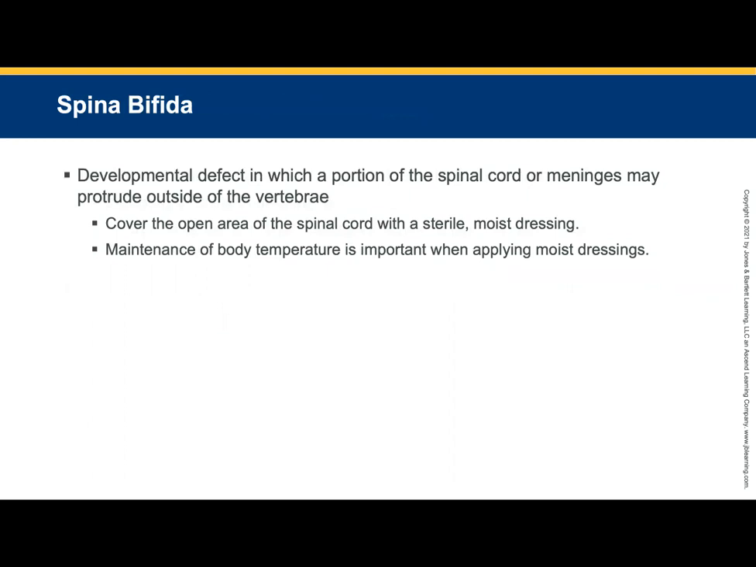Spina bifida is a defect where a portion of the spinal cord or meninges may protrude outside of the vertebrae and possibly outside of the body. Maintenance of the newborn is to control the temperature. Apply moist dressings, because the moisture can lower the newborn's body temperature.